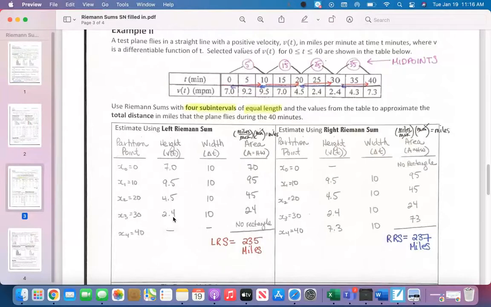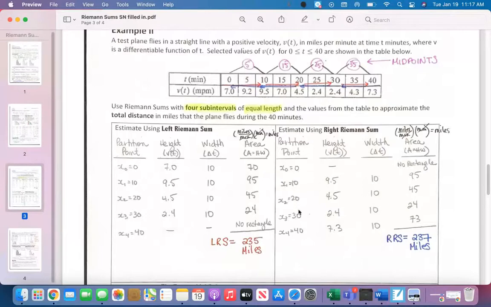I know for each one of these heights, v of t, that my delta t is going to be 10, because that's what we calculated our even subinterval length to be. Then I can calculate the area of these rectangles. 7 times 10 is 70, and so on. I get my left Riemann sum to be approximately 235 miles. So if we use the left Riemann sum to predict, we get 235 miles covered by the test plane.